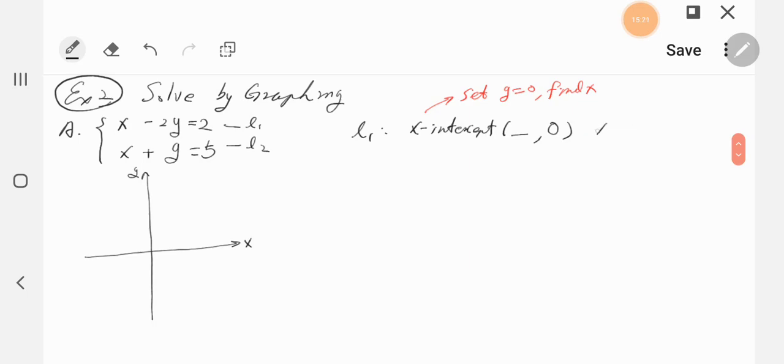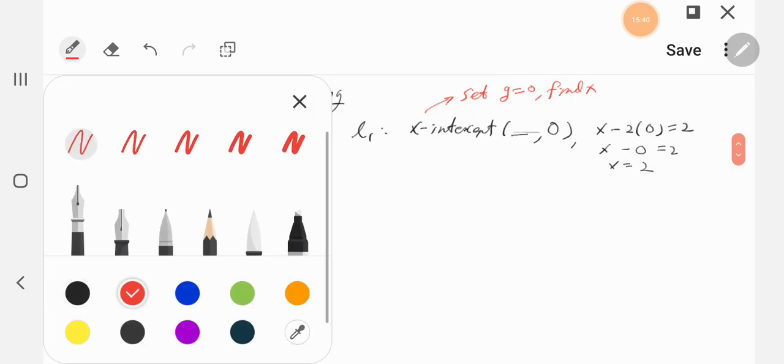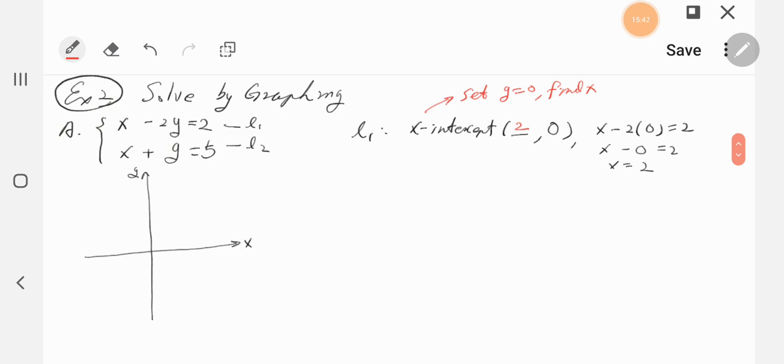So x minus 2 times y, and y is 0, right? 0 is equal to 2. Then x minus 0 equals 2, so x equals 2. So we found the x-intercept: x is 2. The x-intercept is when x equals 2, y is 0. 1, 2, 3, 4. x equals 2, y equals 0.